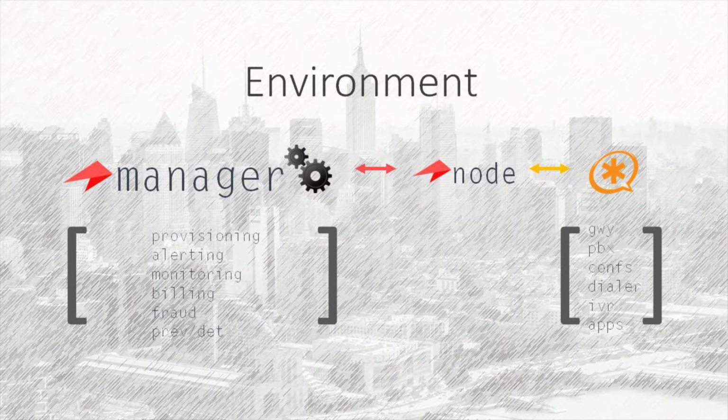And we have a management platform, which is an operations system, which covers a variety of needs, including provisioning and monitoring and billing. And it also helps other systems like the fraud detection and prevention systems, which are peripheral. We will only be focusing today on the relation between our operations system and the Asterisk deployments.